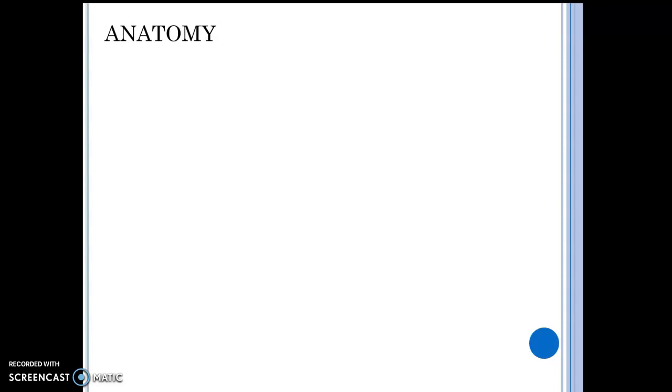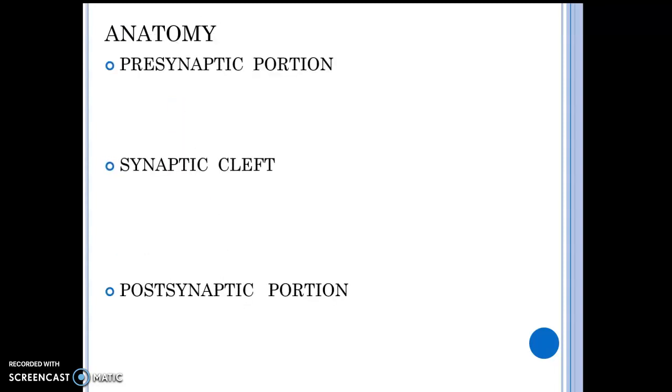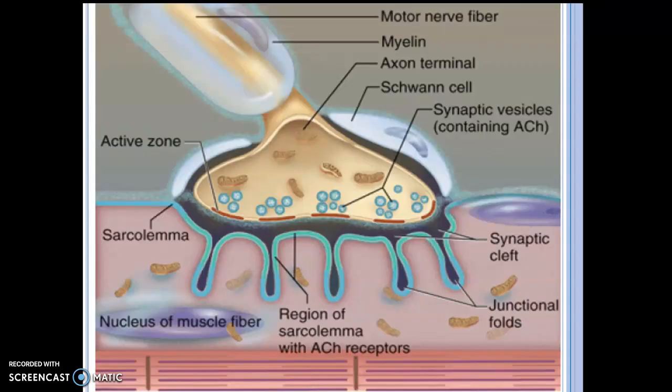In the neuromuscular junction structure, you can see a presynaptic portion, that is the nerve terminal, a synaptic cleft, that is the gap between the nerve and the muscle, and the postsynaptic portion, that is the muscle membrane. This is the structure of a typical neuromuscular junction. The axon that is coming and ending near the muscle is dilated. It is called the axon terminal or presynaptic portion of the neuromuscular junction.